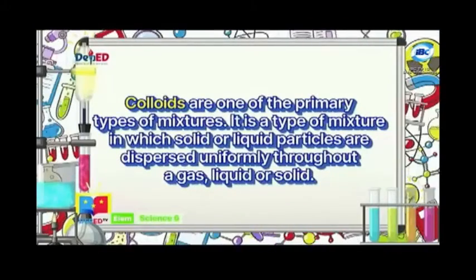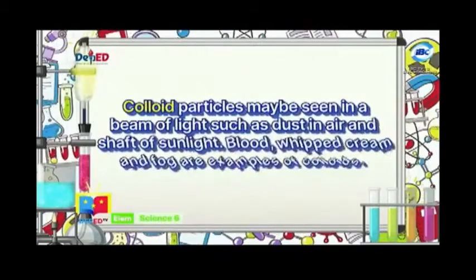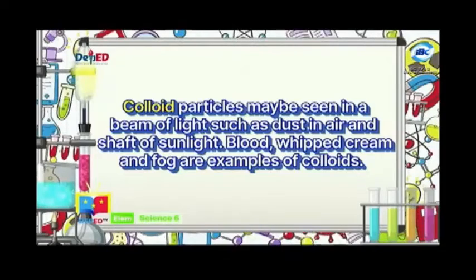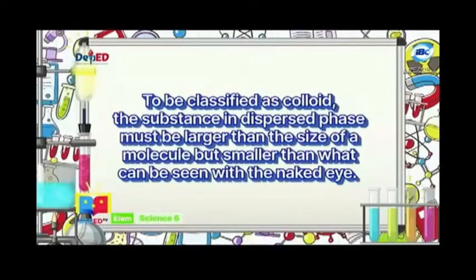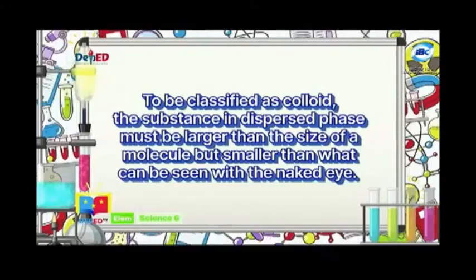Colloids are one of the primary types of mixtures. It is a type of mixture in which solid or liquid particles are dispersed uniformly throughout a gas, liquid, or solid. Colloid particles may be seen in a beam of light, such as dust in the air and a shaft of sunlight. Blood, whipped cream, and fog are examples of colloids. To be classified as colloid, the substance in dispersed phase must be larger than the size of the molecule but smaller than what can be seen with the naked eye.